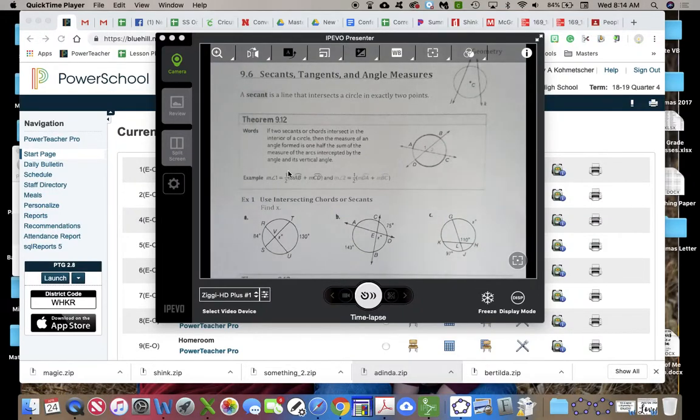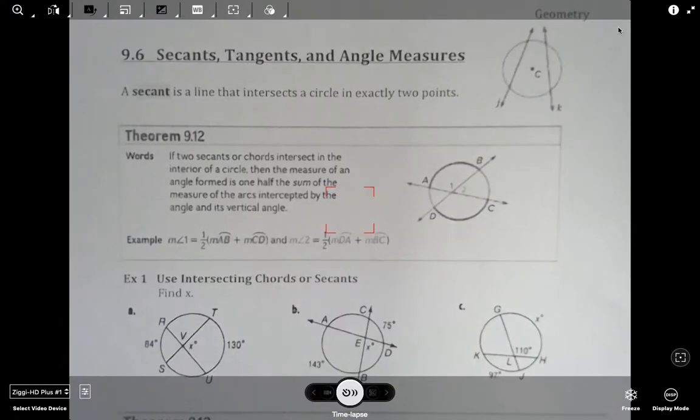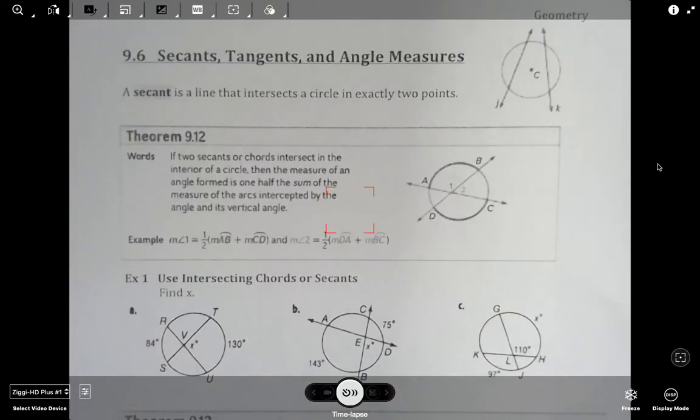All right, this is section 9.6. For the people who are gone, this is a recording. I am teaching this lesson at the same time, so bear with us. If you need to skip through some parts, if I'm taking too long, that's fine, I don't care.